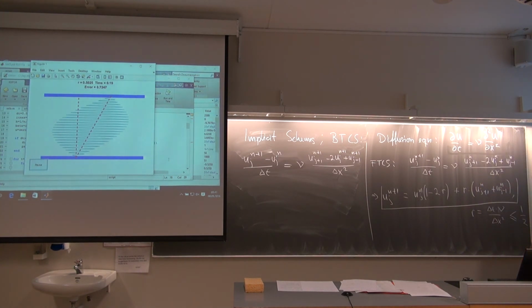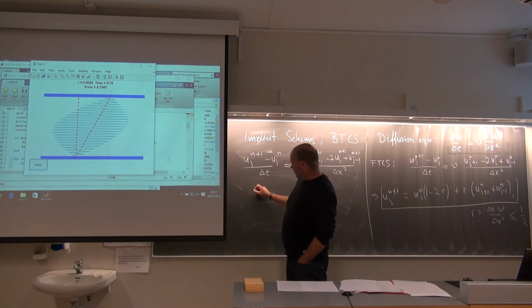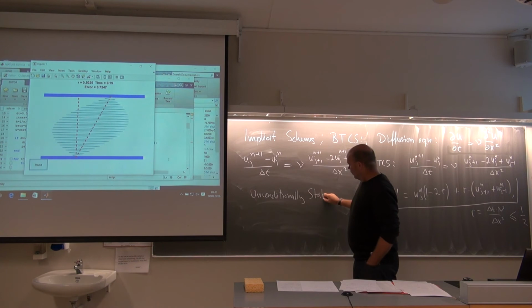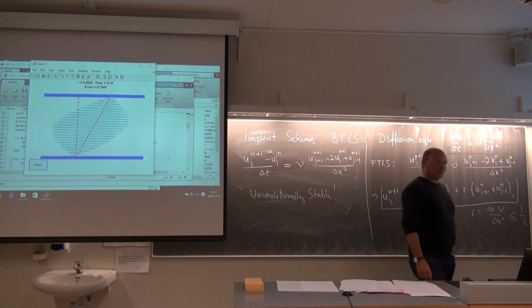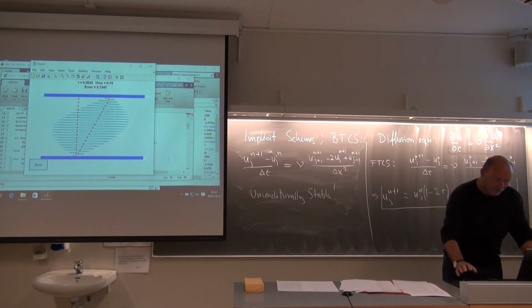So here we can't really use this max-mean method for instability analysis, but trust me when I now say that this scheme is unconditionally stable. You can do whatever you want with delta T, it will still be stable. So backward Euler schemes are unconditionally stable in general. So people like them a lot. So you can do whatever you want and it will still be a stable solution.